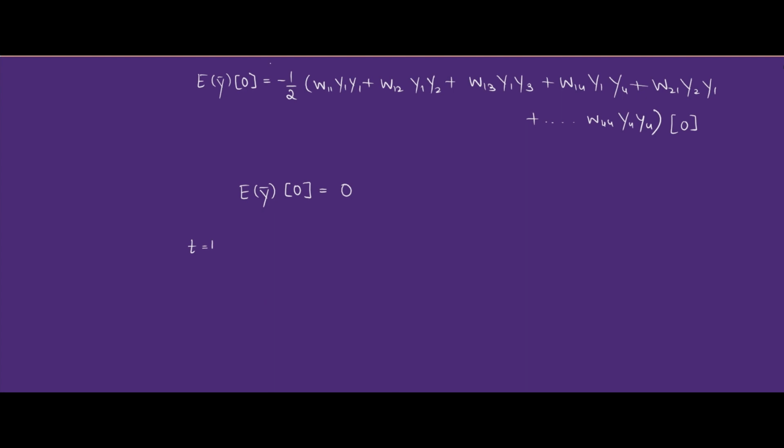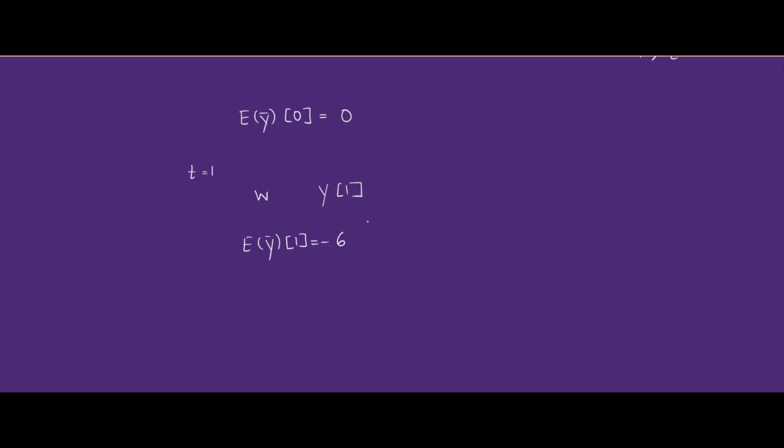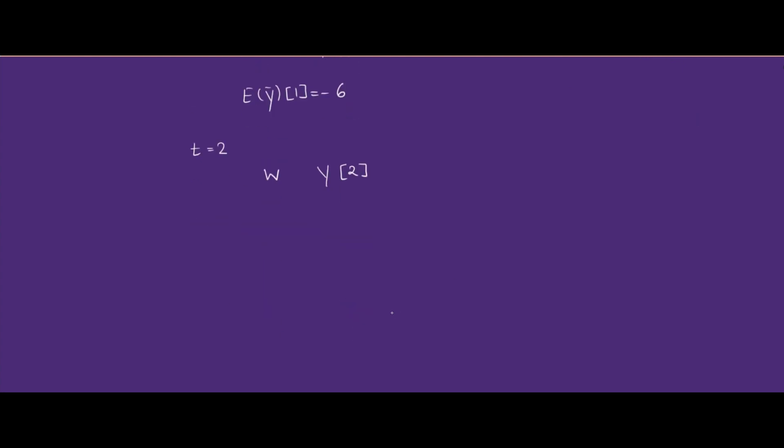Now at time t equal to 1, w is a constant in time, and I use the matrix y at time t equal to 1. Then I will see that my E of y bar at 1 is equal to minus 6. Now, if I go further to time t equal to 2 and use the same weight matrix and the y vector which we found at time t equal to 2, then we can again see that this will be equal to minus 6. I'm not doing the calculations, it can be easily done.